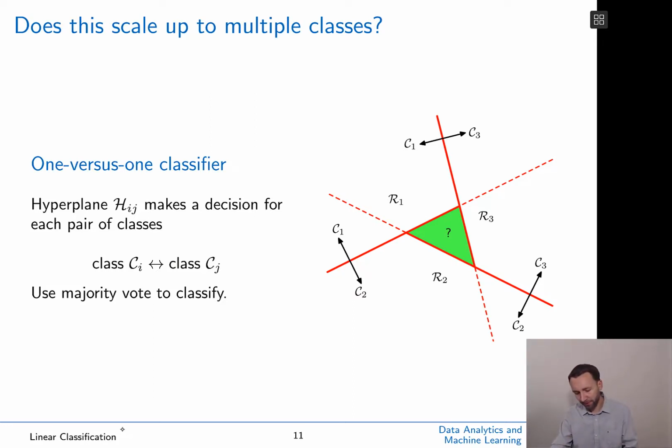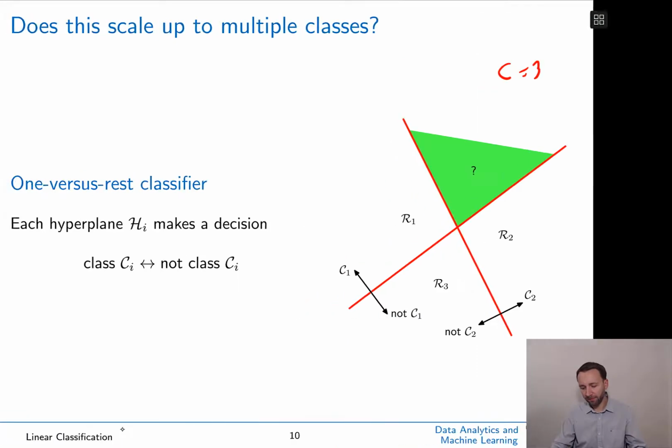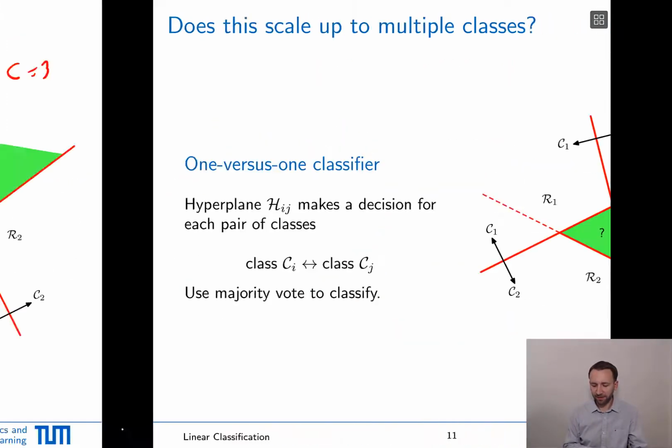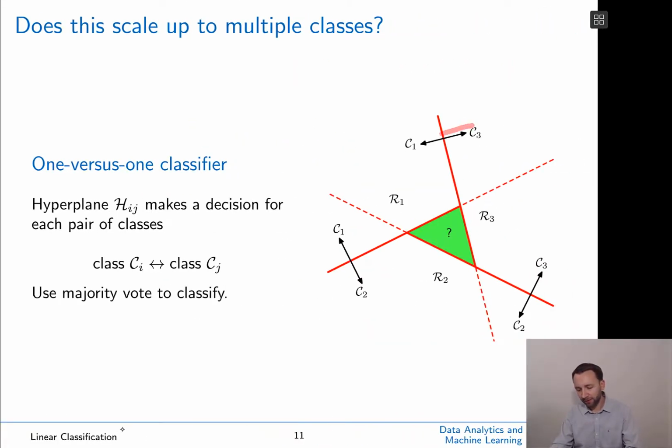So this is what you see here: 1 versus 2, 1 versus 3, and 2 versus 3, right? By the way, what this means is the following: we take only the training data from class 1 and only the training data from class 3. And here it means we take only the training data from class 1, and we relabel the remaining training data as not class 1, just to be very specific. So we now do these 3 different hyperplanes.